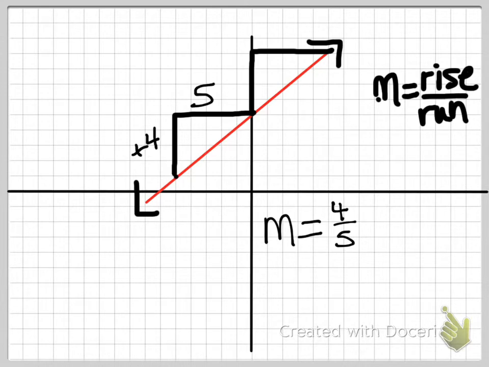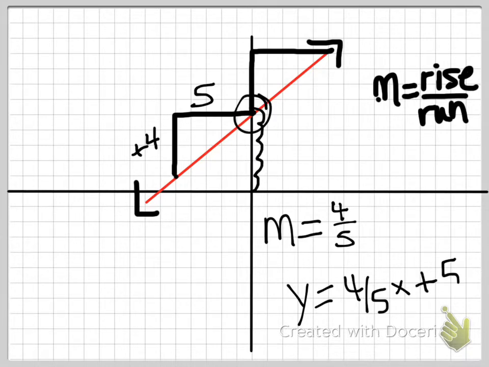The next thing we're going to do is identify our y-intercept. So we can see where it intersects the y-axis, which is right here. And if we count that up, we'll notice that it's 5. So our y-intercept is plus 5. So the equation to this line would be y equals 4/5 x plus 5.